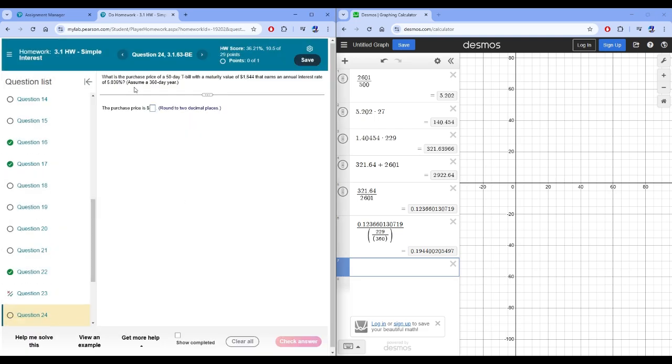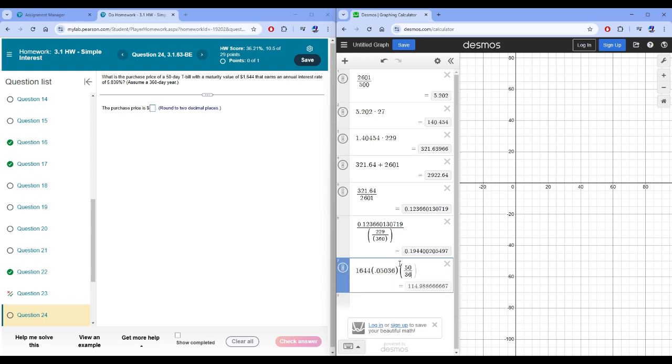Alright, so what is the purchase price of a 50-day T-bill with a maturity value of $1,640 that earns an annual interest rate of that? So then I think that's just going to be the principal, which is going to be 1644 times the rate, which is going to be 0.05036, and then it's going to be 50 days, so it'd be times 50 divided by 360.